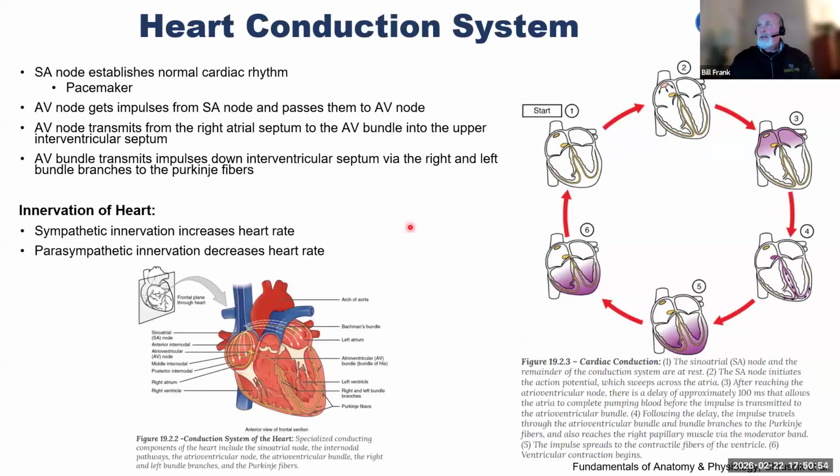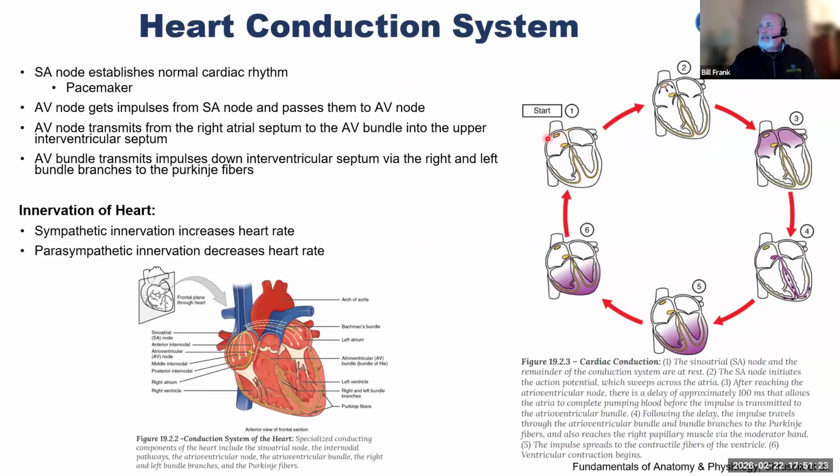Okay. So we want to talk about two parts of the innervation of the heart. One is the heart conduction system, and then we'll talk about the actual innervation of the heart. So in the heart conduction system, the pacemaker of the heart, the SA node, establishes normal cardiac rhythm, and the SA node is located at the superior part of the right atrium.